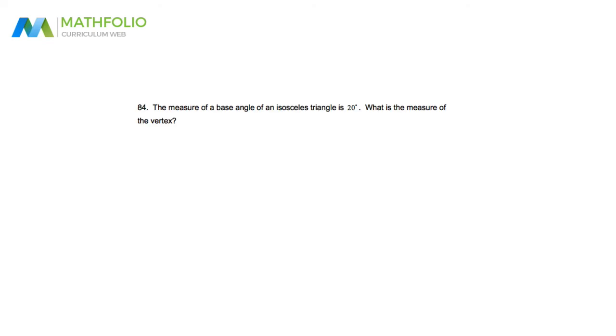All right. Question number 84. The measure of a base angle of an isosceles triangle is 20 degrees. So let's do this. 20 degrees. So what is the measure of the vertex? Well, first of all, if I'm assuming that this is the setup, two congruent sides, this is in fact the place of a base angle because it's opposite one of the congruent sides, and so the other angle here must also be 20 degrees. Those are the two base angles.